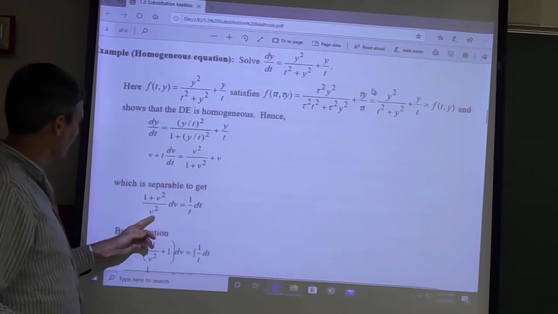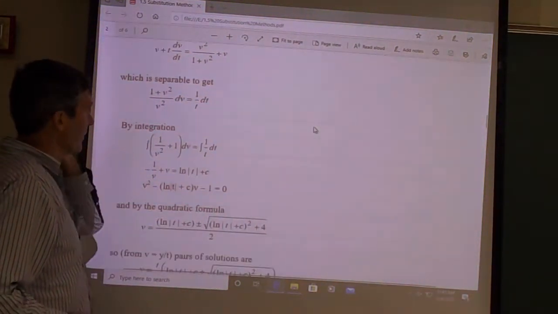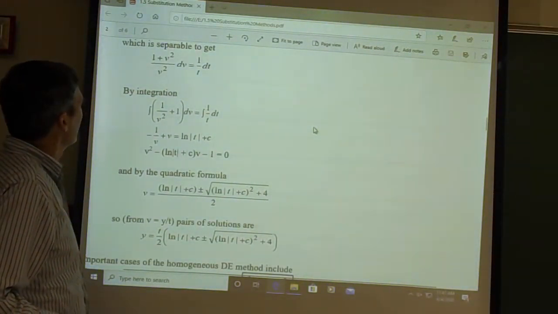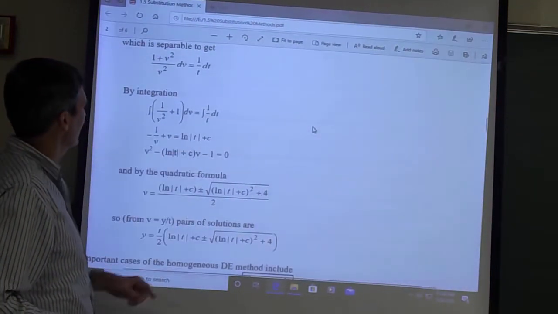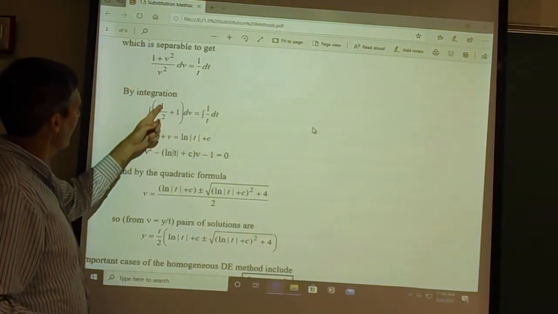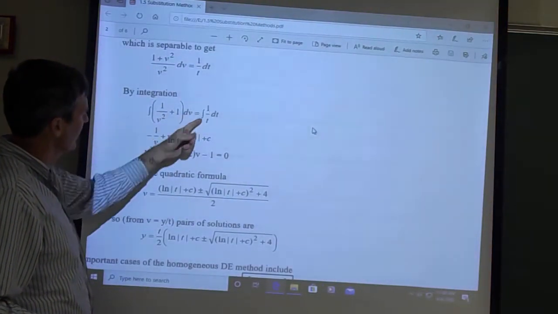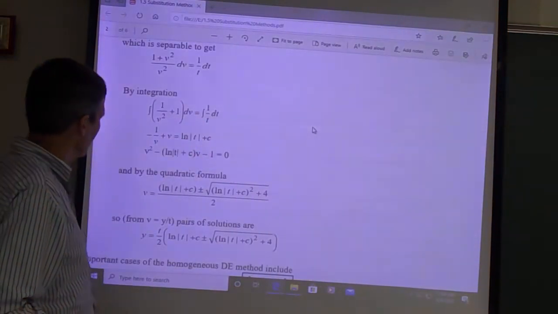And you separated variables, dv with v and dt with t. It's a separable equation we got. We proved up above that you always get a separable equation, right? So now we just have to integrate this and integrate this, and sure enough we can. The integral of 1 over v squared is minus 1 over v, the integral of 1 is v, the integral of 1 over t is ln absolute value of t, and there's an arbitrary constant that floats around.